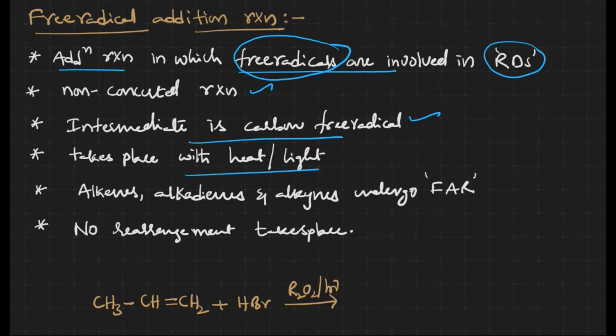It takes place with heat or light. We have already mentioned this in the bond cleavage video. If you didn't see it, I'll leave you the video in the cards. Just go through it. In bond cleavage we have two kinds: homolysis and heterolysis. Homolysis generates free radicals, which takes place with heat or light. In this reaction, alkenes and alkynes will undergo free radical addition reaction.